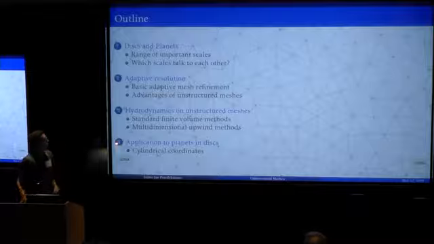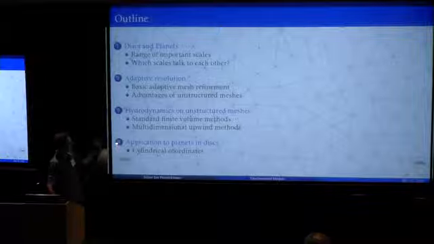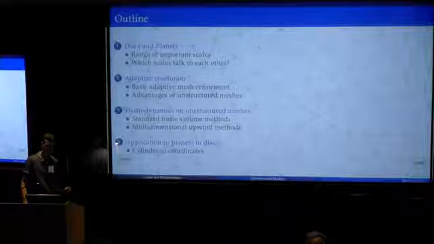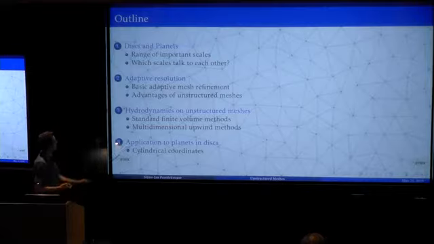Once we've established that unstructured meshes are useful tools, we need to do some hydrodynamics on them. There are various choices you can make there as well, and I'll motivate some of the choices, some of my interests there. And finally, come back to the problem at hand. So how can we apply this to planets and disks?